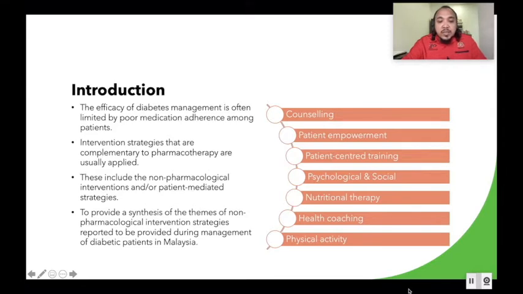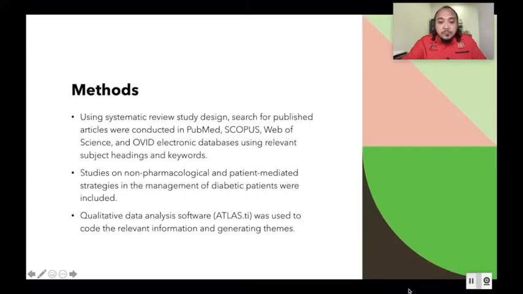These strategies may include counseling, psychological and social interventions, patient empowerment, patient-centered training, nutritional therapy, physical therapy, and health coaching. The study aims to provide a synthesis of the themes of non-pharmacological intervention strategies reported to be provided during management of diabetic patients in Malaysia.